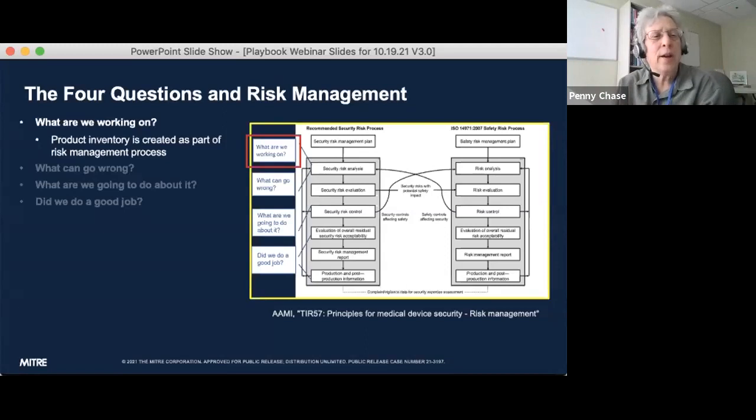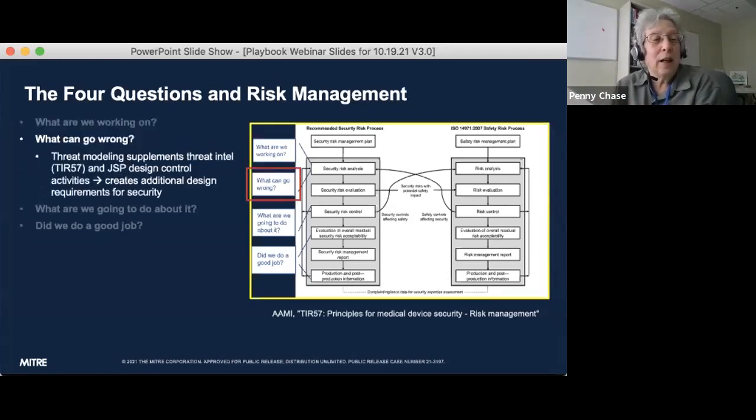So the first question, what are we working on? The first part of doing a risk analysis is producing a product inventory, so you know what you're working on, what's there, what comprises the device. And so that goes a long way towards helping us answer that first question. Next slide, please.